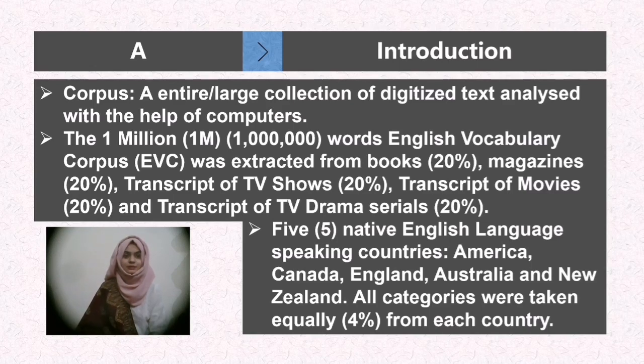For this purpose, we have extracted EVC, that is the English Vocabulary Corpus. The 1 million word English Vocabulary Corpus was extracted from books, magazines, transcripts of TV shows, movies, and TV dramas. We selected 5 native English speaking countries: America, Canada, England, Australia, and New Zealand. All categories were taken equally from each country, and the individual contribution of each country was 20%.